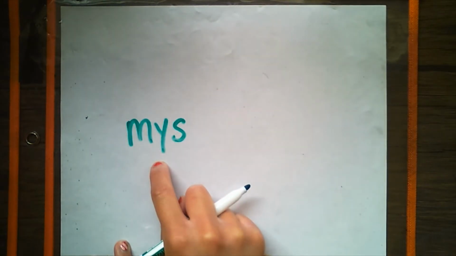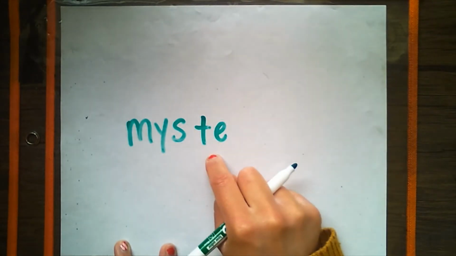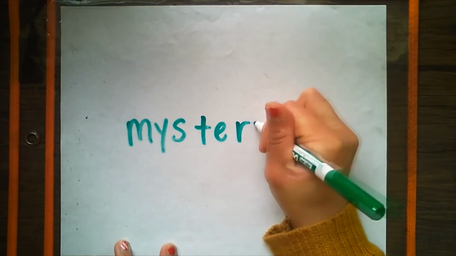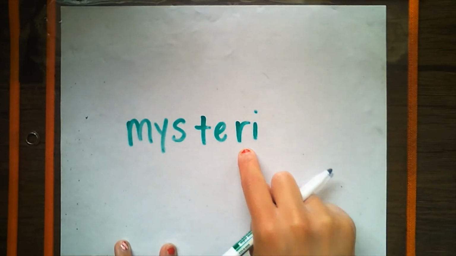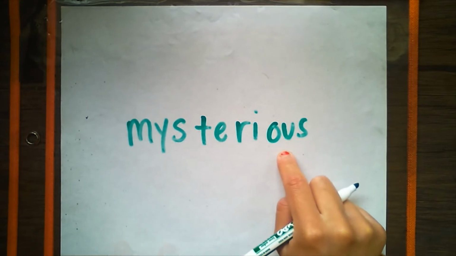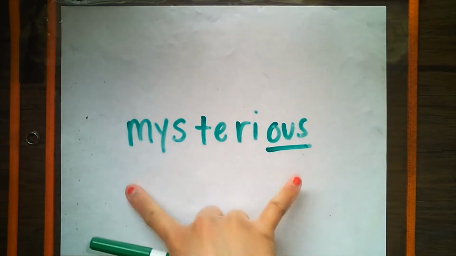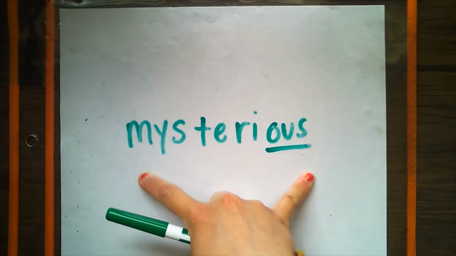Read miss. Read tea. Read rye. Read is. And this is an irregular syllable as well. Read the whole word, mysterious.